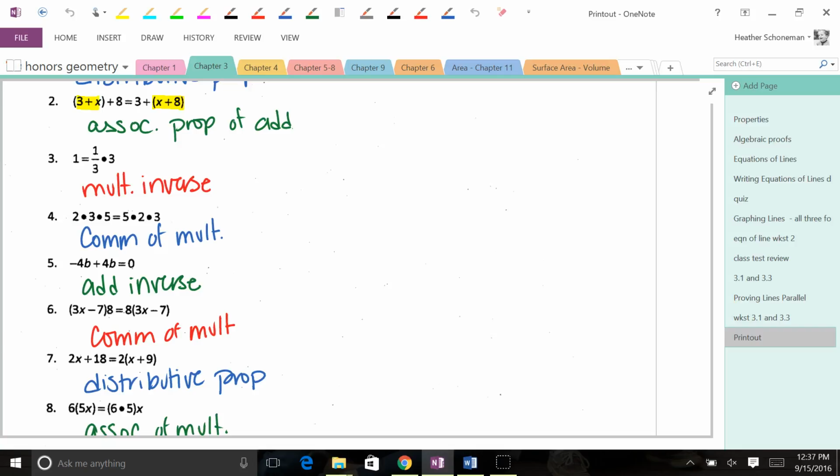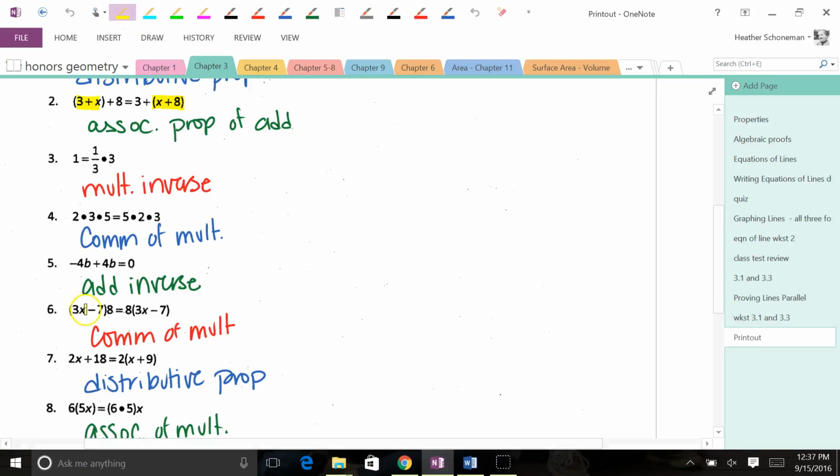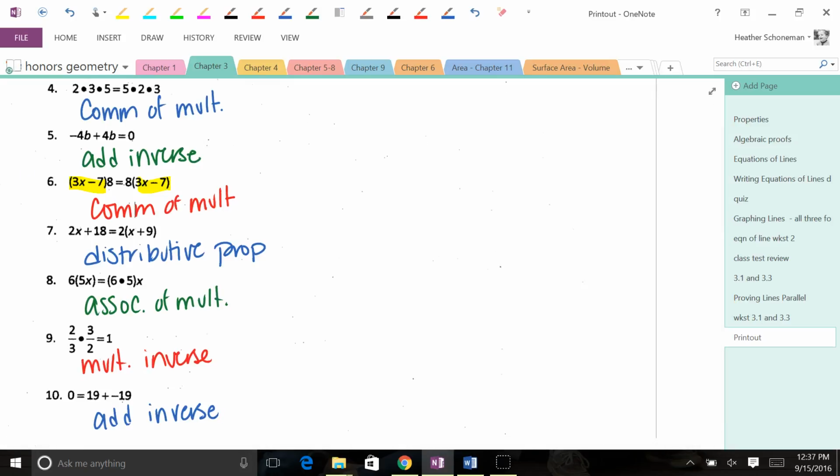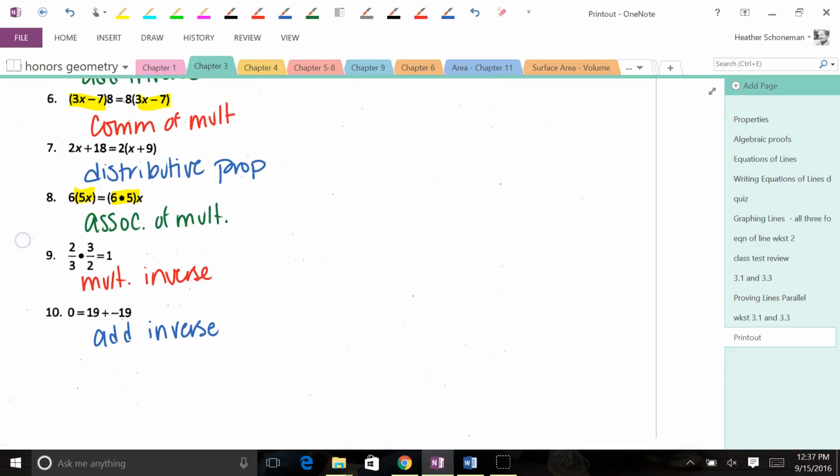6 tricks people, but on number 6, look at the parentheses. This one says 3x minus 7, and this said 3x minus 7. Did they change the groups? No, they just changed the order in which the 8, so that's commutative multiplication. 7 is another distributive property. 8, you're changing the groups, because this one is 5x, and this is 6 times 5, so it's the associative property of multiplication. 9, multiplying by the inverse, so it's the multiplicative inverse. 10, adding the opposite, so it's the additive inverse.